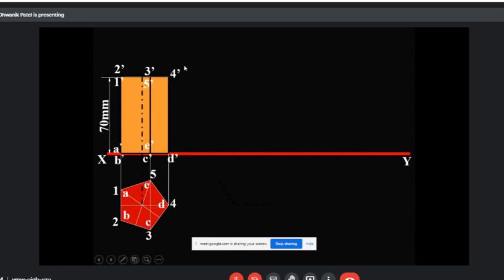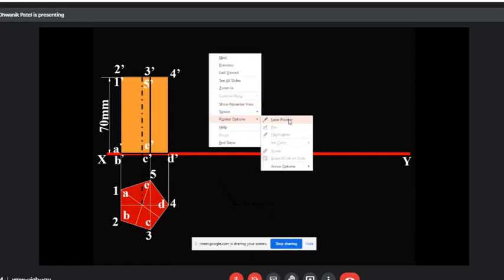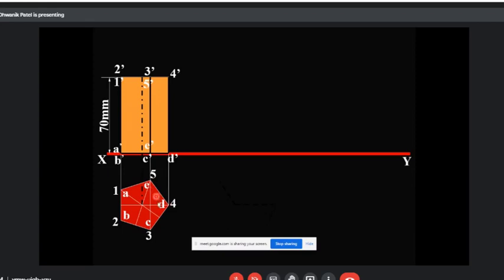I will show you. Now the pentagonal prism is resting at the corner D. Now the lateral edge containing that corner. What is the meaning of lateral edge? Lateral edge means perpendicular edge. So at corner D, what is your perpendicular edge? 4 dash D dash. So you will incline 4 dash D dash at 45-degree angle.